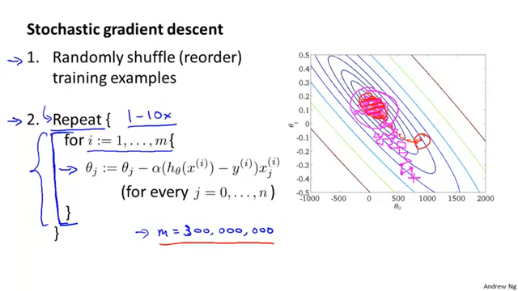So that was the stochastic gradient descent algorithm, and if you implement it, hopefully that will allow you to scale up many of your learning algorithms to much bigger data sets and get much better performance that way.